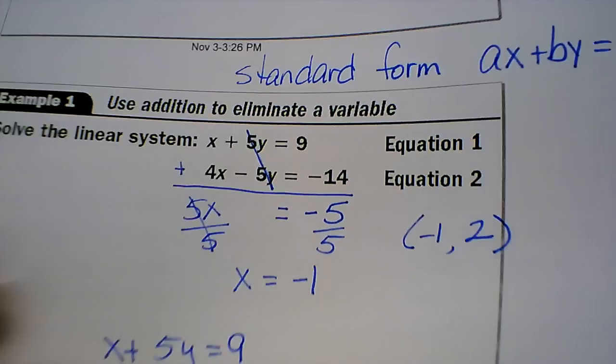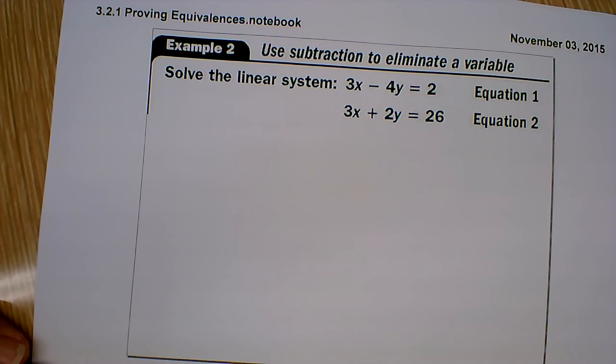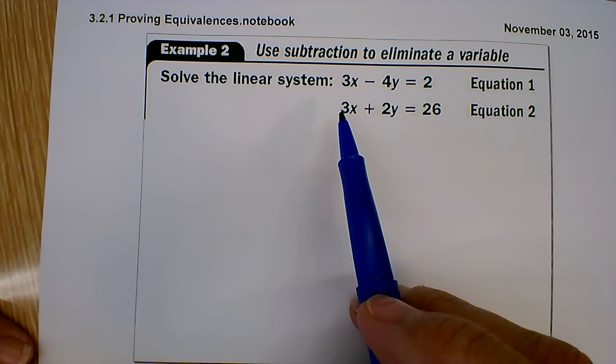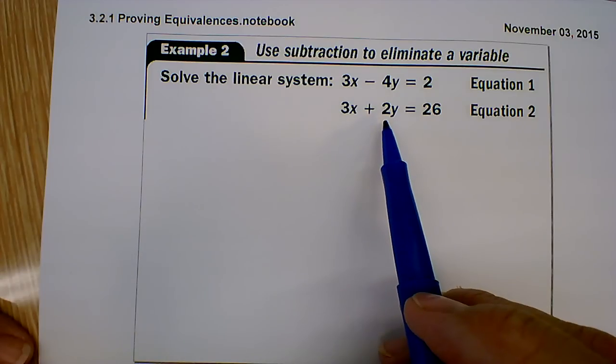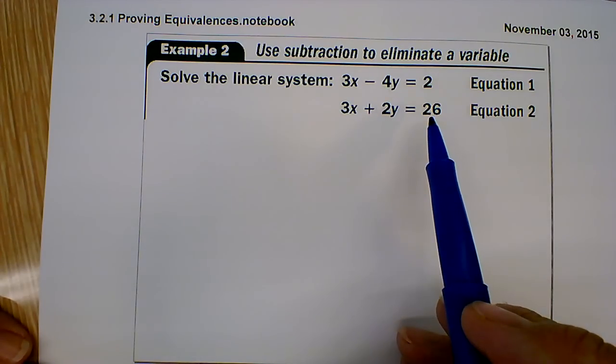Let's look at another case. I have two equations again. Notice my x's come first and they're lined up. My y's come second. They're also lined up. The equal sign and then my constant.